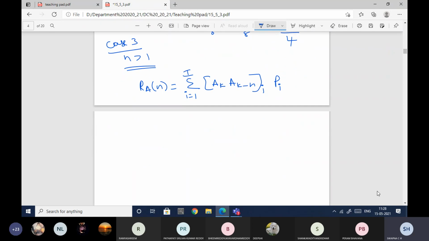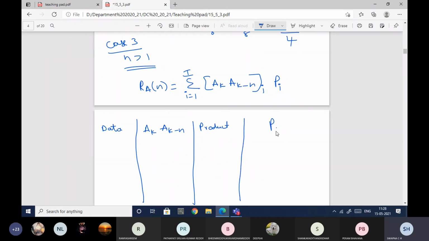So again I'll write the tabular column. Data, AK minus n, product of these two, and then finally Pi. Okay, so data points. Let me start with 0 only. So 0. First thing, if the first AK is 0, the next one can be a 0. If the first AK value is 0, the next one can be 1.